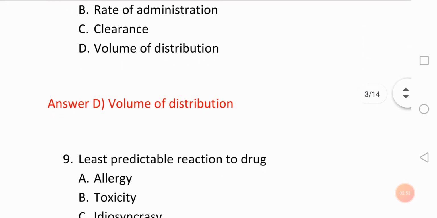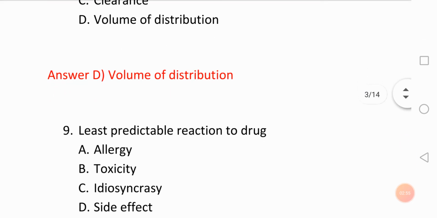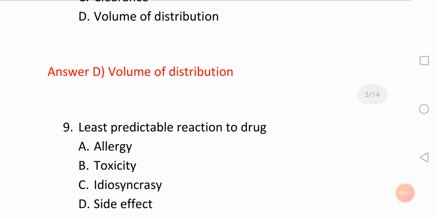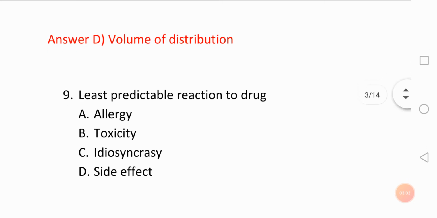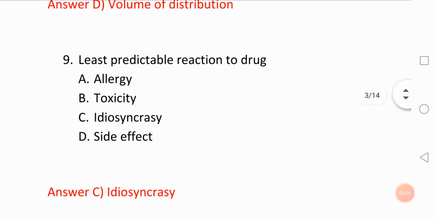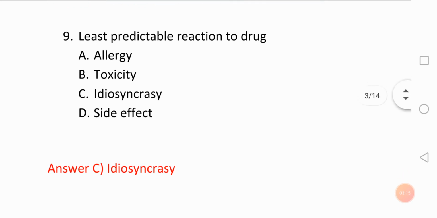Next 9. Least predictable reaction to drug: A. Allergy, B. Toxicity, C. Idiosyncrasy, D. Side effect. And the answer is C, idiosyncrasy. Idiosyncrasy is a genetically determined abnormal reactivity to a chemical. So it is most unpredictable.